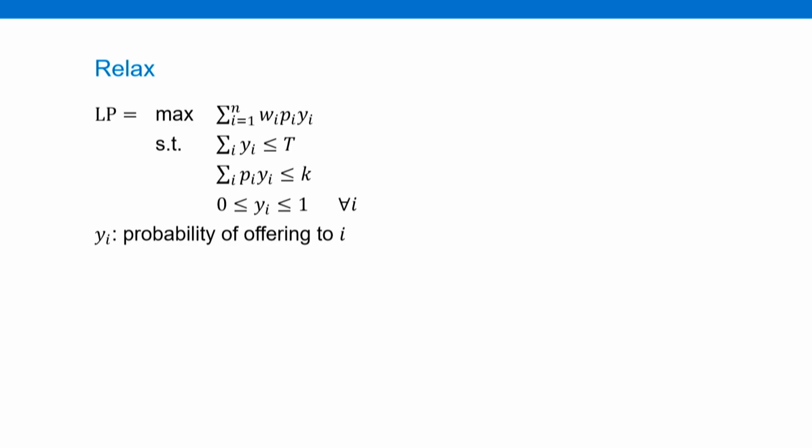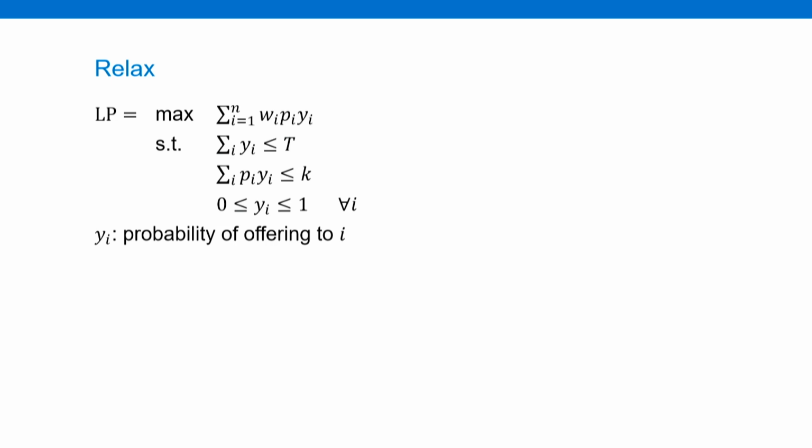And here, I'm going to write the following linear program. You should think of yi as the probability that I make an offer to candidate i. And hopefully, the constraints are intuitive enough. It's saying the expected number of offers can't exceed t. The expected number of people who accept can't exceed k. And the objective is just to maximize the expected total weight of hired candidates.